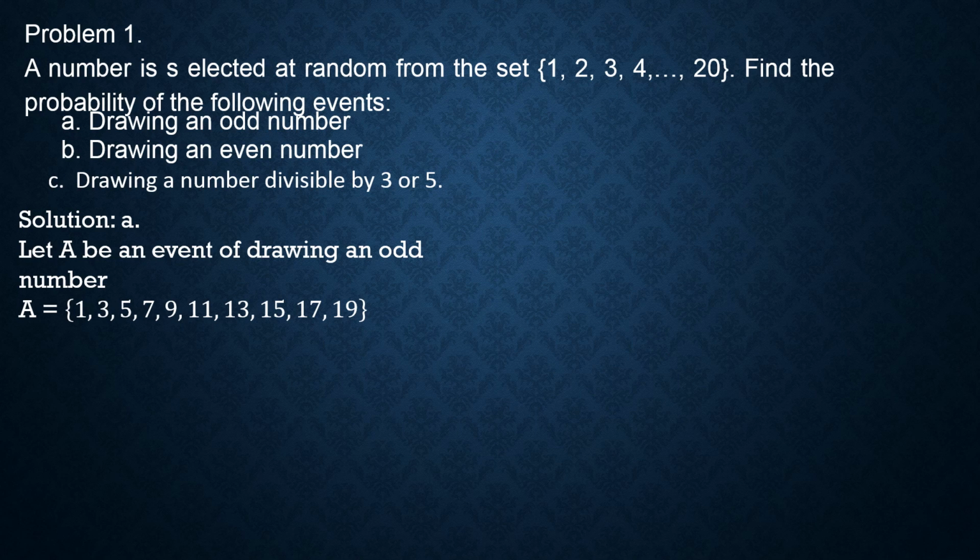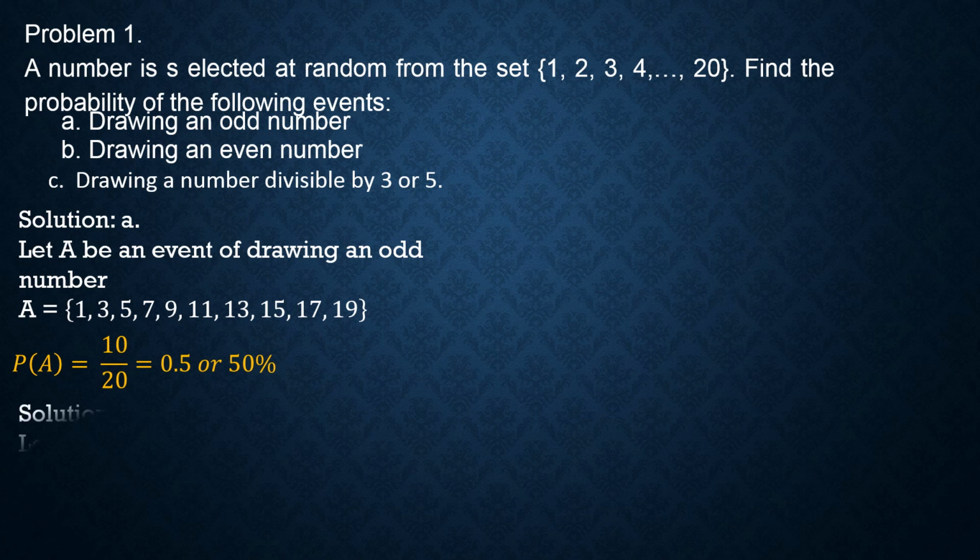So we have 10 odd numbers from 1 to 20. Therefore, the probability of A is equal to 10 over 20, which is the number of expected outcomes over the total number of outcomes. Okay? So we have 10 over 20 is equal to 0.5 or 50%.